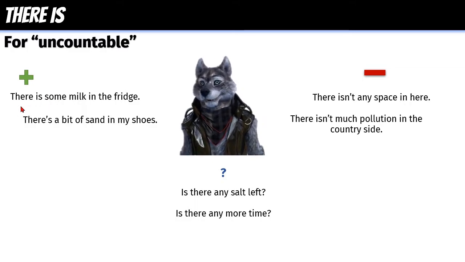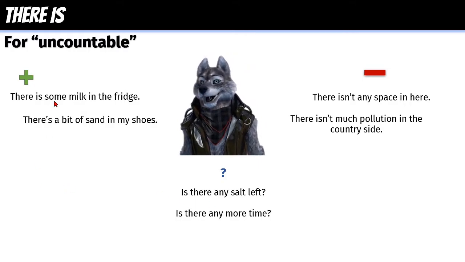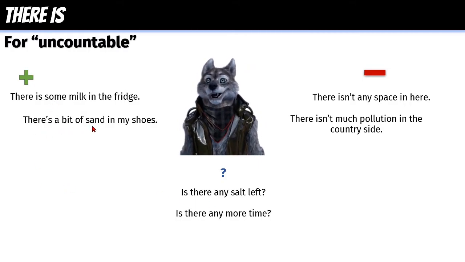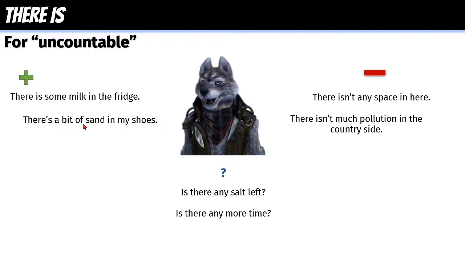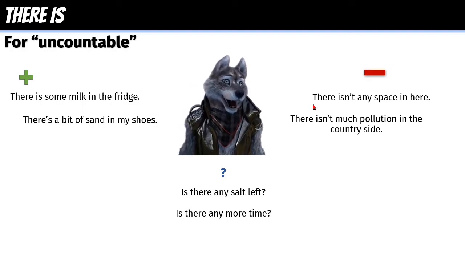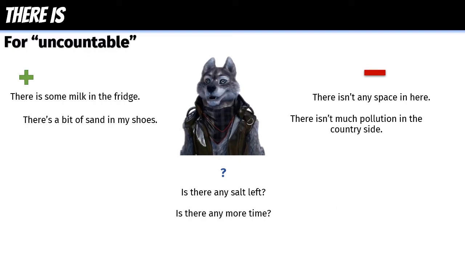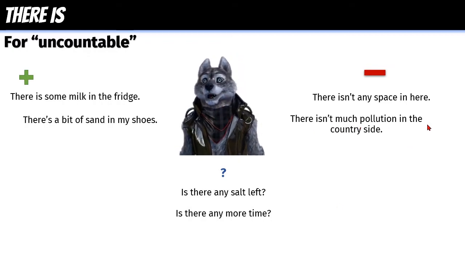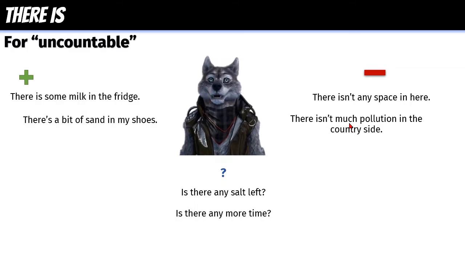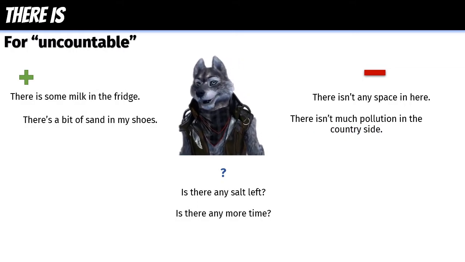We use some for affirmative sentences or some requests, but usually only in affirmative sentences. There's a bit of sand in my shoes. Okay, so a bit of sand. It's still uncountable and really uncomfortable. There isn't any space in here. Again, we use any for negative sentences. There isn't much pollution in the countryside. This sentence is funny because there isn't much means that, okay, there isn't a big quantity, but there is a little.